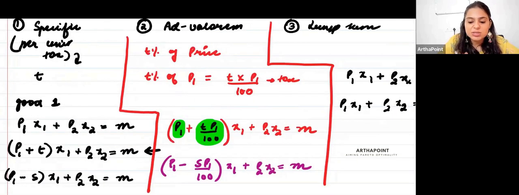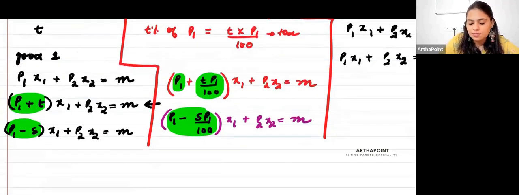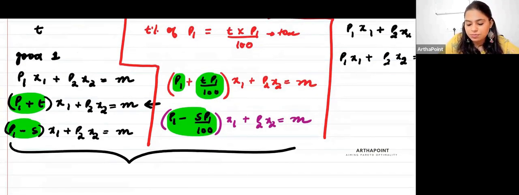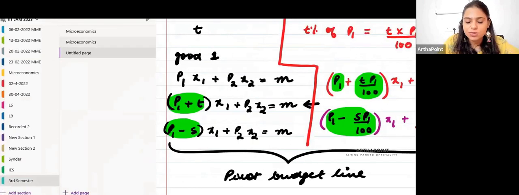But because specific and ad valorem taxes are affecting your price, they are affecting your slope. So they are going to pivot your budget line. Let's look at a question on this from the past year.